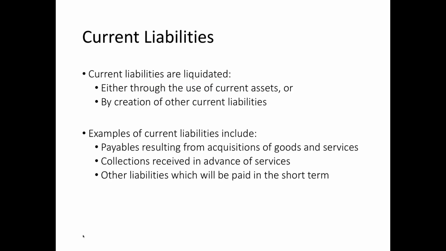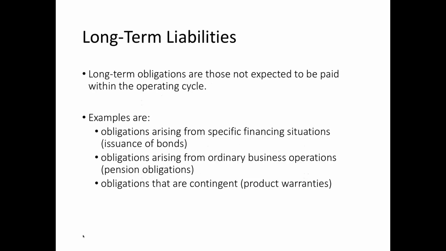So what are some examples? Payables for goods and services: feed, diesel fuel, fertilizer, all kinds of inputs, veterinary service, crop consultancy, anything that is a service, marketing service. Another example would be collections received in advance of service. So what if you're in a situation where you have to pay 50% of the service before the service is provided? That would be an example of a current liability. And then anything else that's paid in the short term, monthly or quarterly payments.